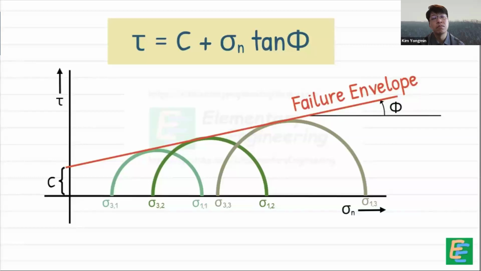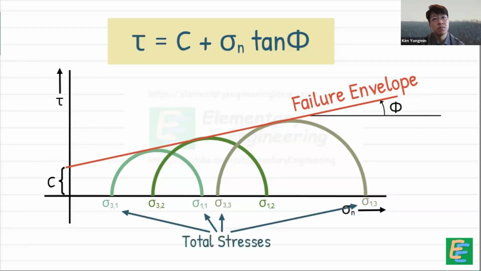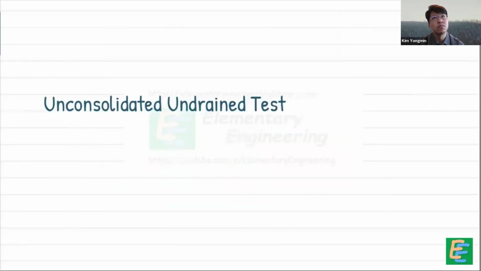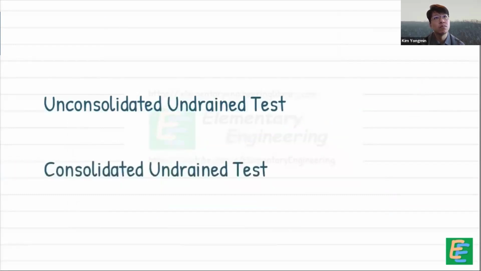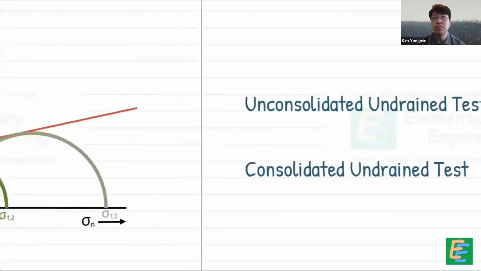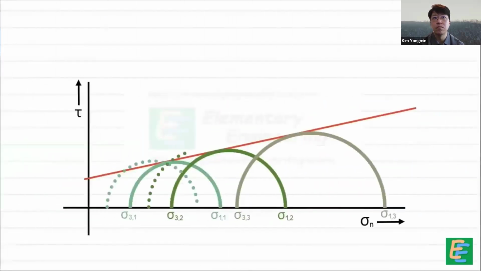It is important to note that sigma 1 and sigma 3 are the total stresses. In unconsolidated undrained and consolidated undrained tests, we don't allow the water to escape, and we measure the pore water pressure. For these tests, we can also plot the Mohr circles with effective stresses.